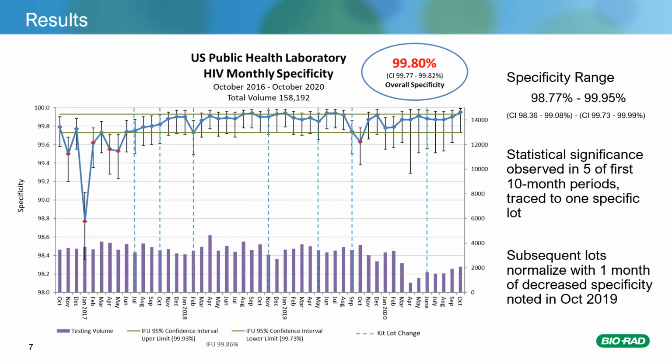Subsequent lot performance has greatly normalized, with 1 month of decreased specificity noted in October of 2019. Upon internal review, that initial lot was determined to have a higher background noise that caused lower specificity. And we did an extra analysis looking to see if one removes that lot from the data, the overall longitudinal specificity improves to 99.86, with an N of 121,000 data points.